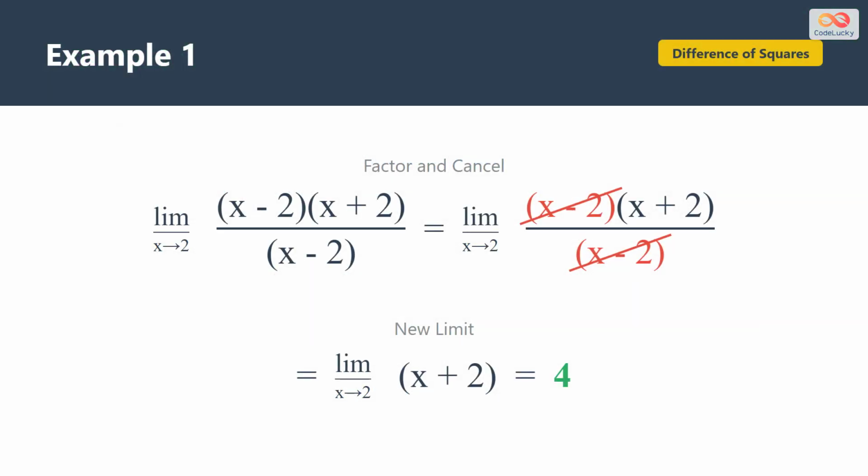Let's try an example. We have the limit as x approaches 2 of x squared minus 4 over x minus 2. If we plug in 2, we get 0 over 0. So, we factor the numerator. x squared minus 4 is a difference of squares, so it becomes x minus 2 times x plus 2. Now, we can cancel the x minus 2 terms from the top and bottom.